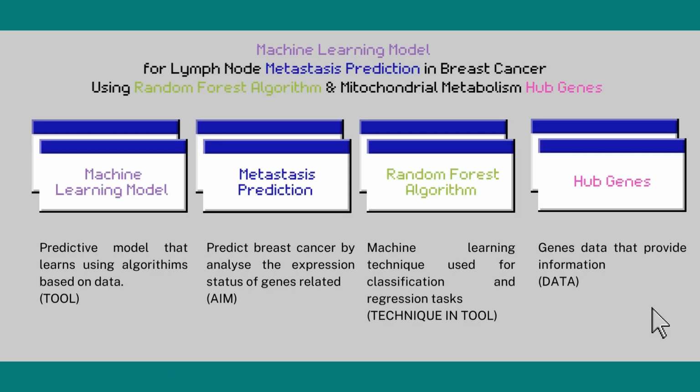To make it easier to understand the article, let us break the title into a few pieces and look into every single one of them. There are 4 components. Firstly, is a tool involved, that is, machine learning model. It is a predictive model that learns using algorithms-based data. Secondly, the aim or purpose of developing this model is to predict breast cancer by analyzing the expression status of related genes. Thirdly, the technique involved in this tool, or in other words, the algorithm used in this model, is the random forest algorithm. And lastly, the data we are going to analyze, which provides the information, is hub genes.